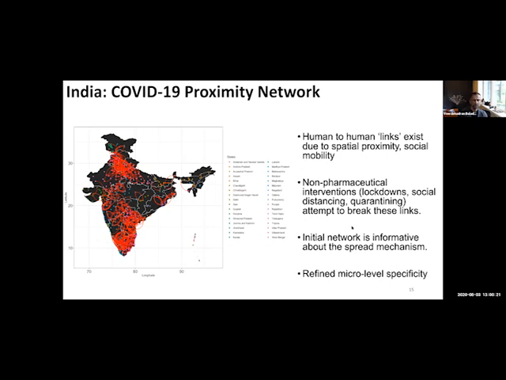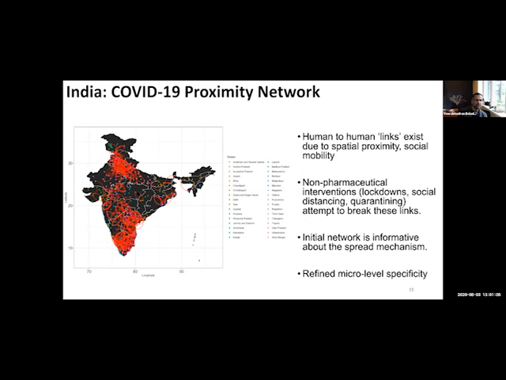What you see on the left here is the map of India, where each dot represents an individual person. If there is a connection between two dots, that means there is some link. Right now we took spatial proximity as the link. Just for visualization, because putting in all the links becomes too busy, we mask some of the edges to make it more visually appealing. But the basic idea is that, given the density of India in some parts, there will be human-to-human links due to spatial proximity and also due to social mobility.